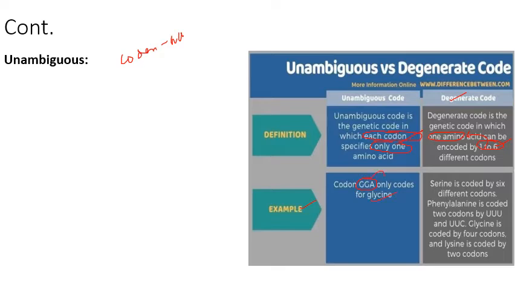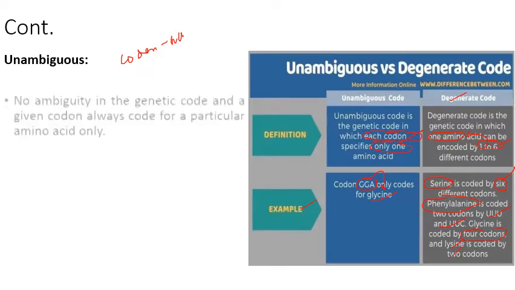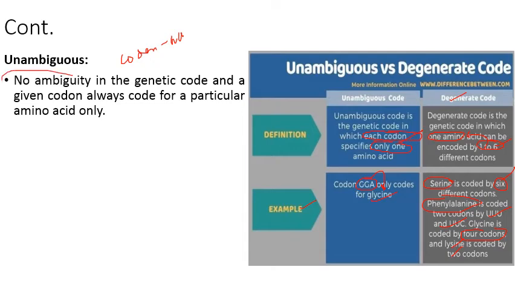So this codon will always code for a single amino acid, that is glycine, while there is an amino acid serine which can be coded by more than one codon, like it is coded by 6 different codons. Then we have phenylalanine that is also coded by 2 codons, UUU and UUC. Glycine is coded by 4 codons, and lysine by 2 codons. So this nature is known as degenerate codon. So there is no ambiguity in genetic code, and a given codon always codes for a particular amino acid only.